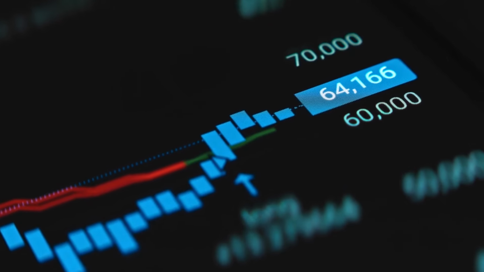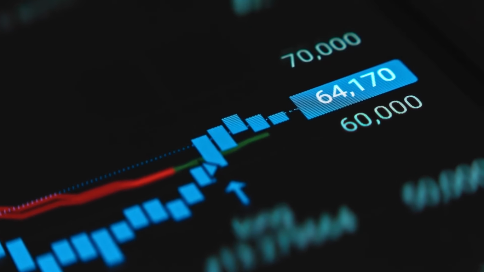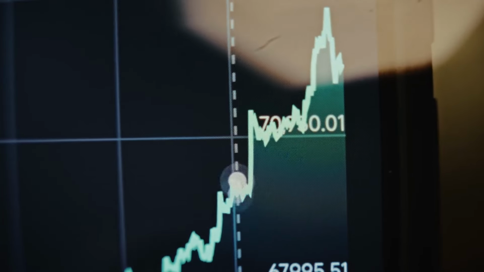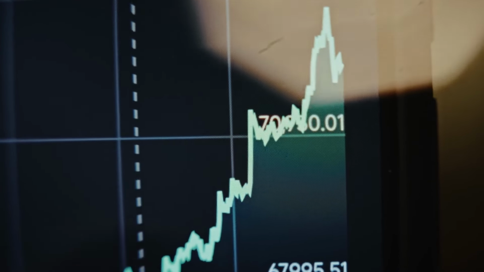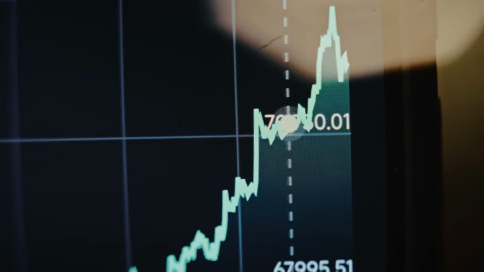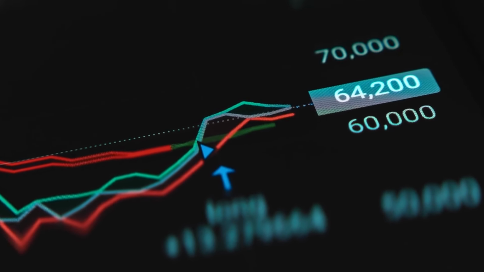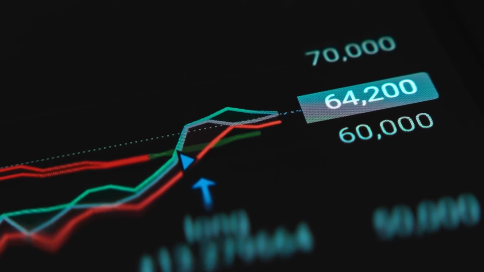Profit from price movement. Call option: you make a profit if the stock price rises above the strike price. Put option: you make a profit if the stock price falls below the strike price. Investor's perspective. Call option: ideal for investors who believe the stock's price will increase. Put option.